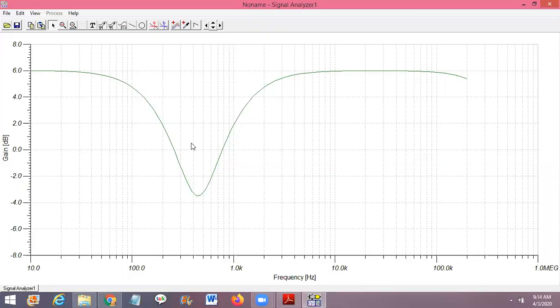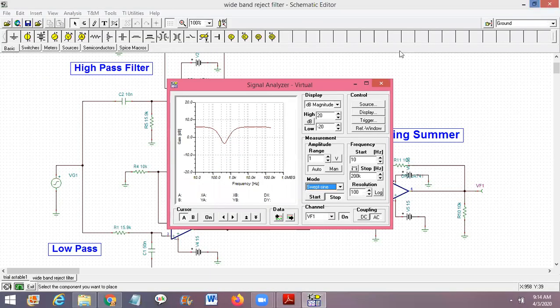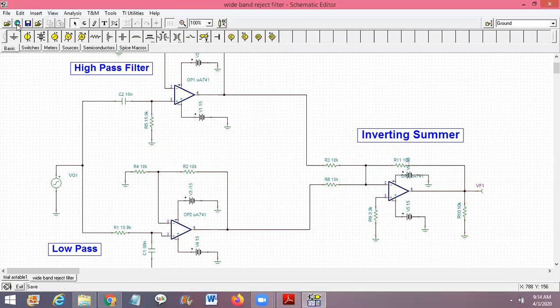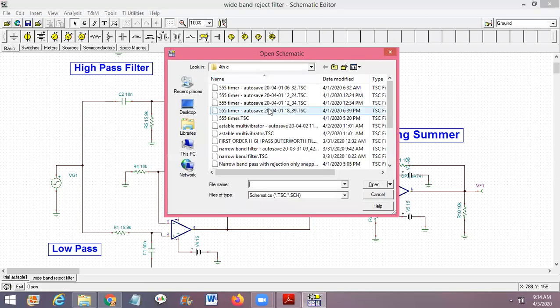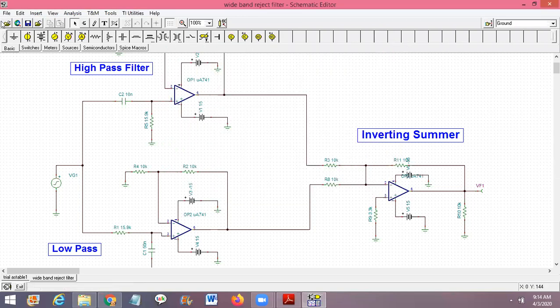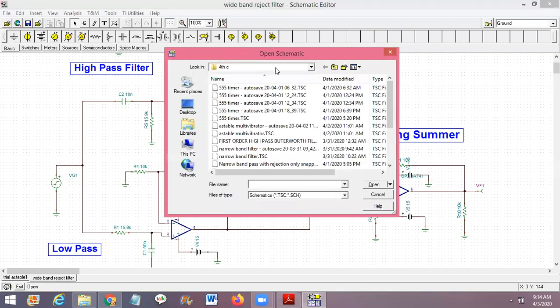Okay, next, there is a numerical given. It is there in the notes, you can refer to it. This is about the band reject filter. Next, let me go for the narrow band reject filter. Let me open that file, narrow band reject filter.